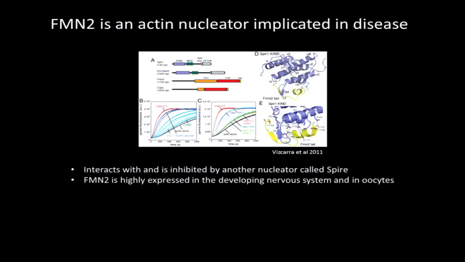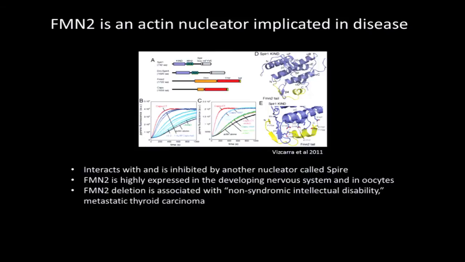There's a lot more that's out there about it from the literature from genetics. It's highly expressed in the developing nervous system, also in oocytes. It was discovered in Drosophila oocytes, basically. Its deletion, probably due to the nervous system expression, results in mental retardation. It's also associated with cancers.